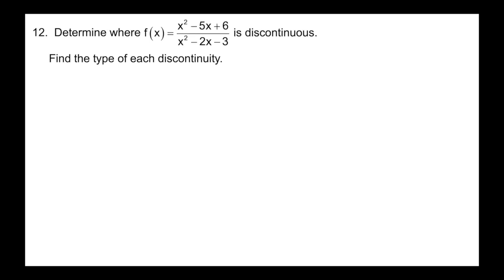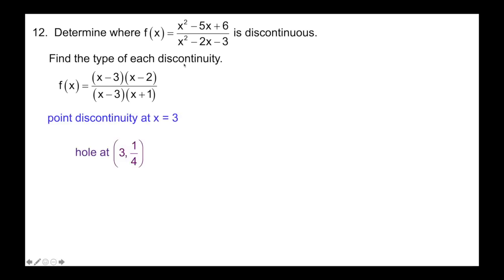Now this one has some factoring to do. So go ahead and factor this. Decide what kind of discontinuity you might have here, and this would be a good time to pause the video. So when we factor this function, we should have the following. At that point, I can decide that I have excluded values at both 3 and at -1. Now because x minus 3's would cancel, that tells me that I would have a hole or a point at 3. And so we're going to call that point discontinuity at x equals 3.